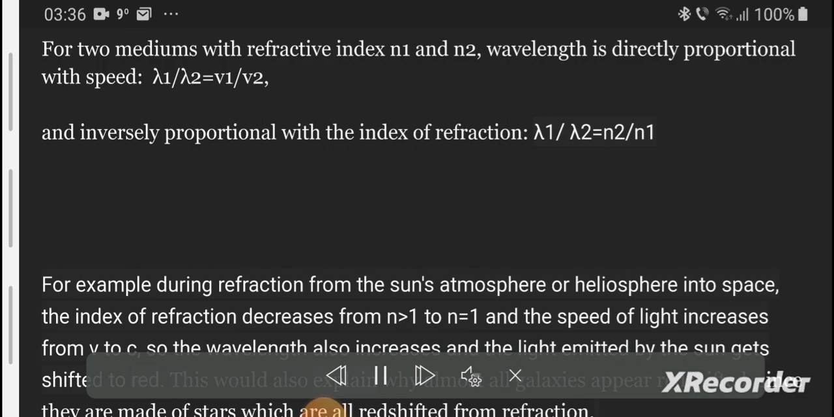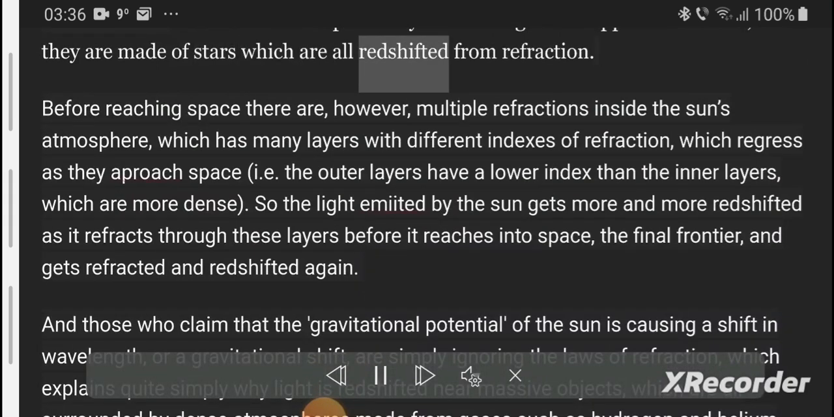This would also explain why almost all galaxies appear redshifted, since they are made of stars which are all redshifted from refraction. Before reaching space there are, however, multiple refractions inside the Sun's atmosphere, which has many layers with different indexes of refraction, which regress as they approach space, i.e. the outer layers have a lower index than the inner layers, which are more dense. So the light emitted by the Sun gets more and more redshifted as it refracts through these layers before it reaches into space, the final frontier, and gets refracted and redshifted again.